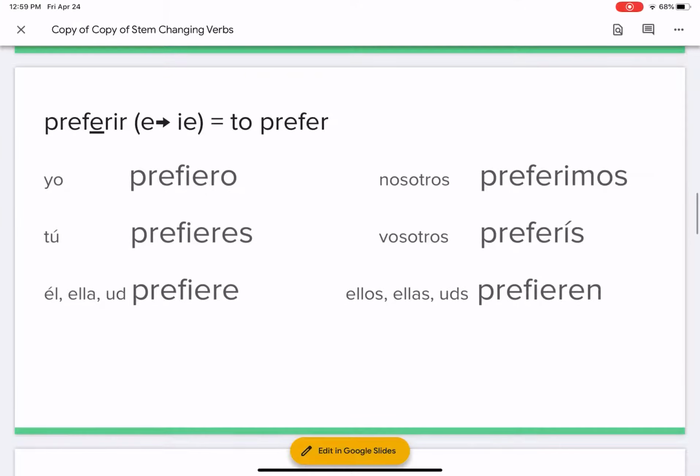The next verb that we learned was the verb preferir, which means to prefer. In the verb preferir, the second E is going to change to an IE, leaving you with yo prefiero, tú prefieres, él, ella, and usted prefiere, nosotros preferimos, vosotros preferís, and ellos, ellas, and ustedes prefieren. Again, notice that in nosotros and vosotros, there is no spelling change.